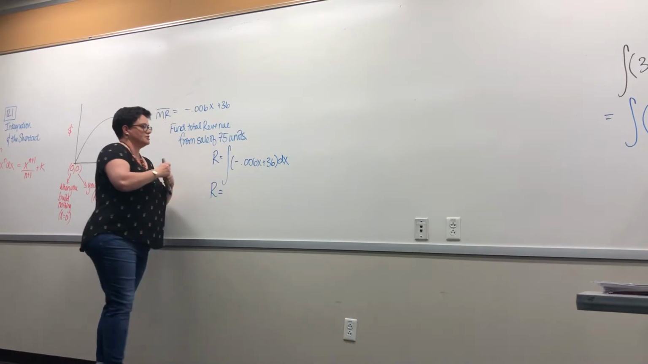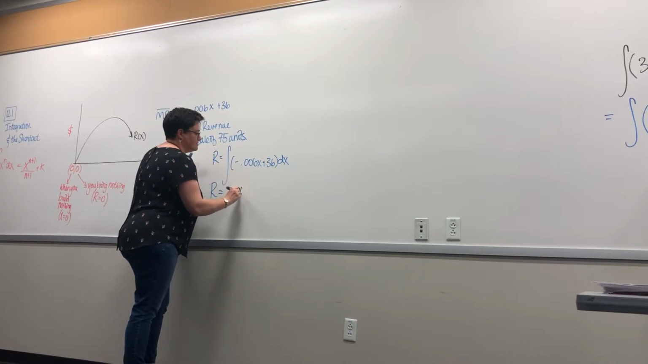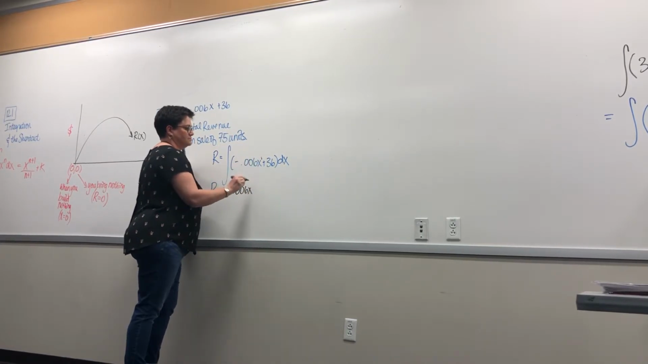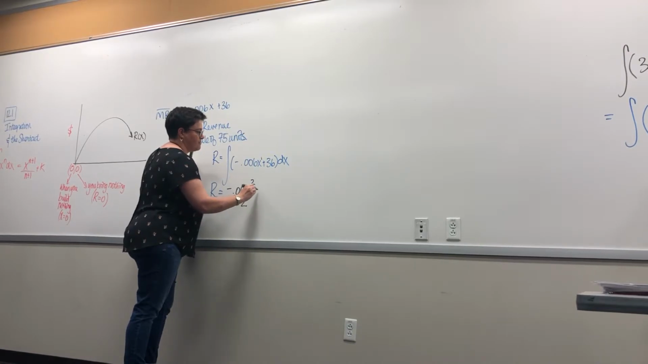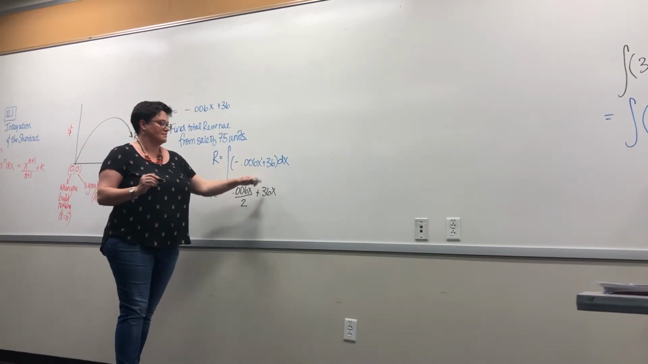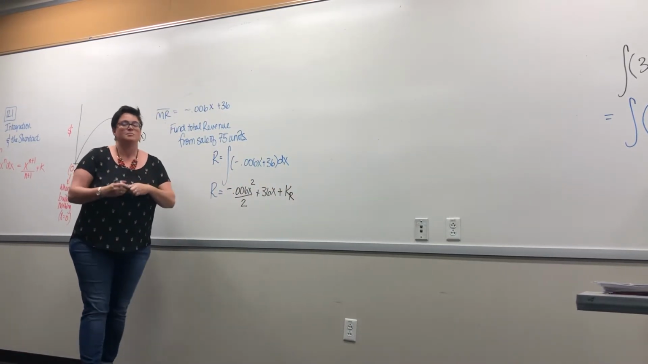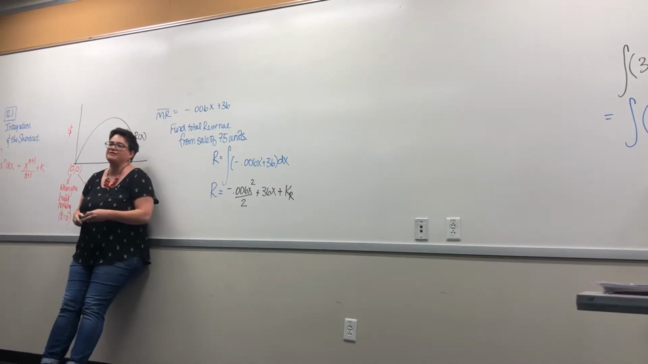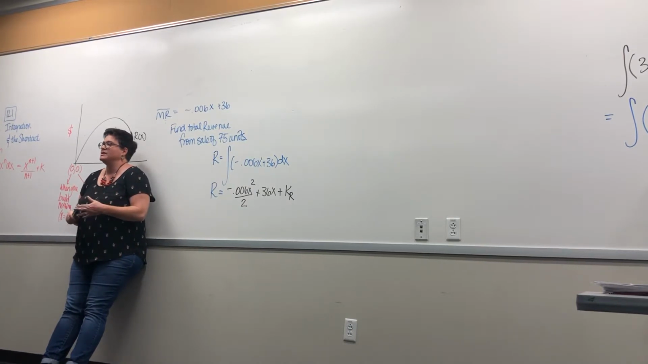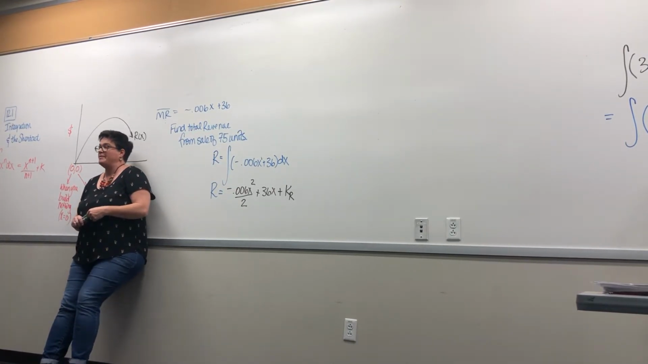So what's my revenue function going to be? Negative 0.006x to the what power? 2 divided by 2 plus 36x, right? Plus, and now I'm going to give it a sub r, K sub r, constant associated with revenue, because let's say you're doing this with revenue and cost. So you'll have a constant associated with revenue, a constant associated with cost. Excuse me, this could get really complicated, right?